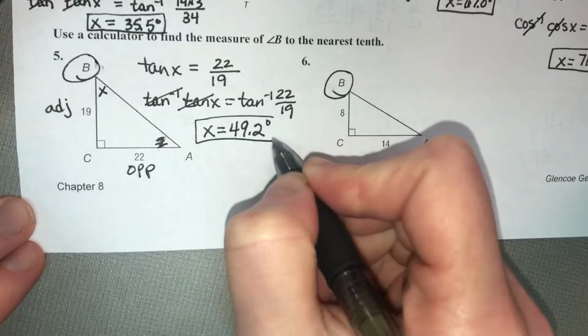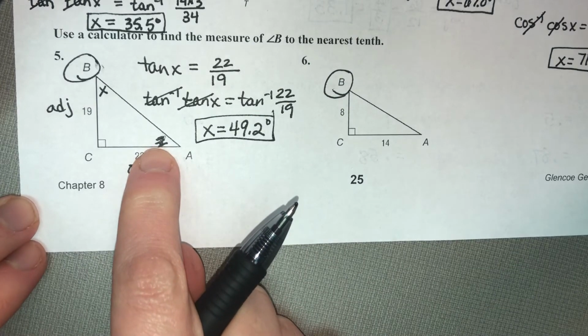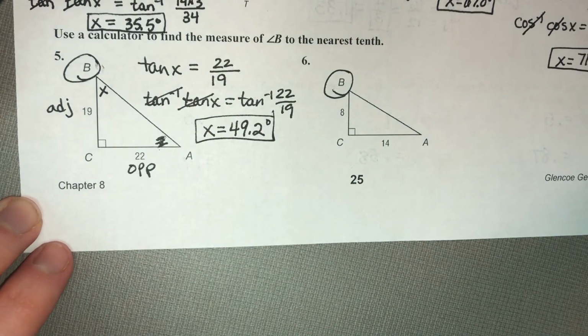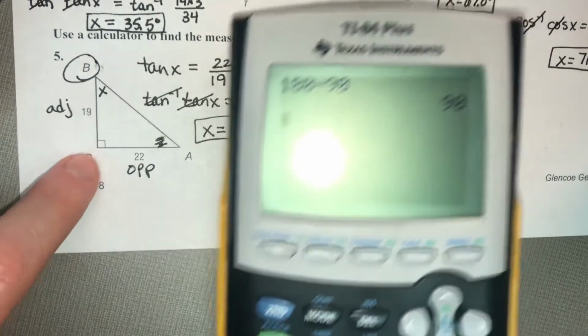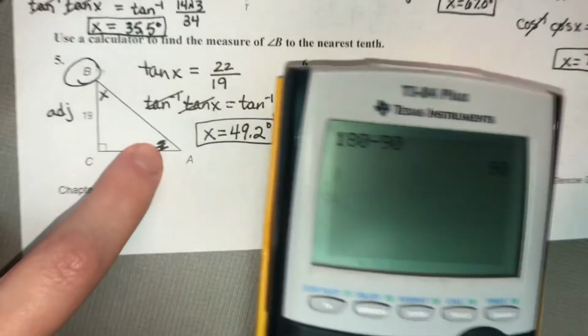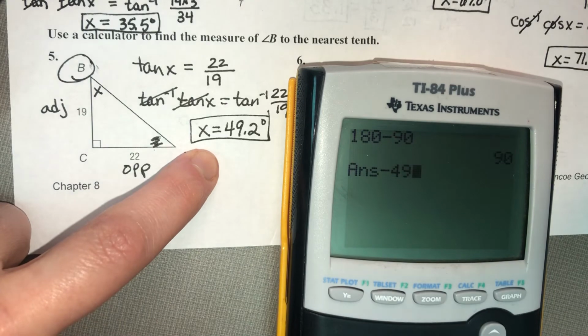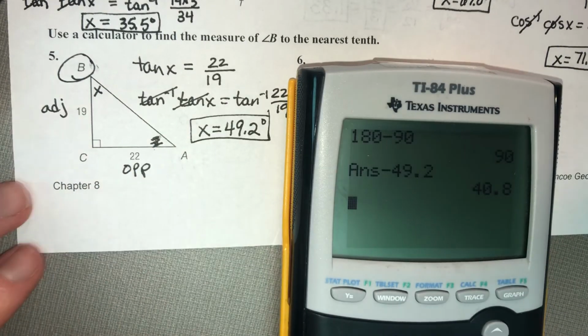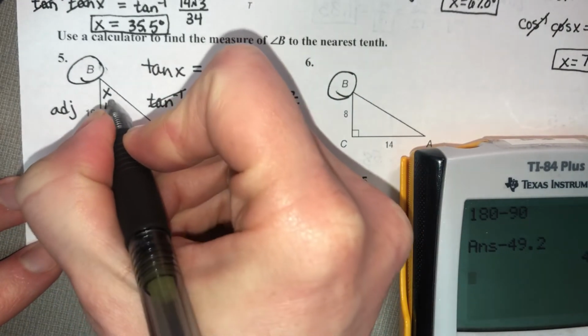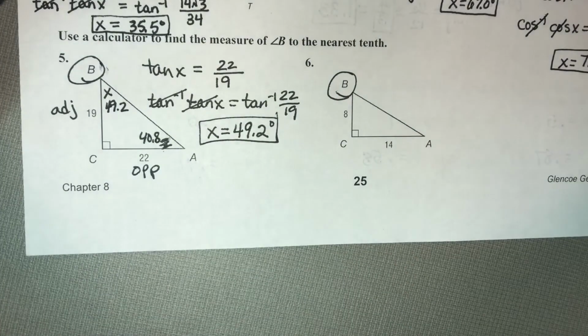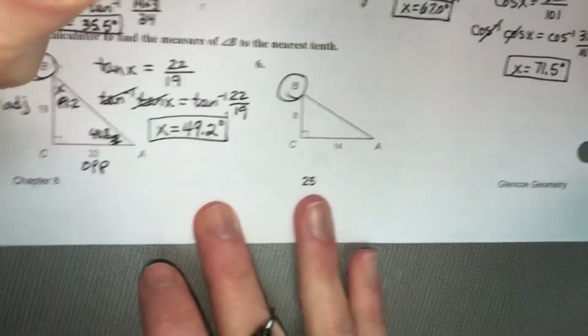Now let's say we did want to find this other angle. Remember that all three angles in a triangle add up to 180? So if I go 180 minus the 90-degree angle that I started with here, I have 90 left for these two. And if I go 90 minus 49.2, that means my angle A is 40.8. So once you find one of the missing angles, it's very easy to find the other just by using the add up to 180 property of the triangle sum. Triangle interior angle sum.